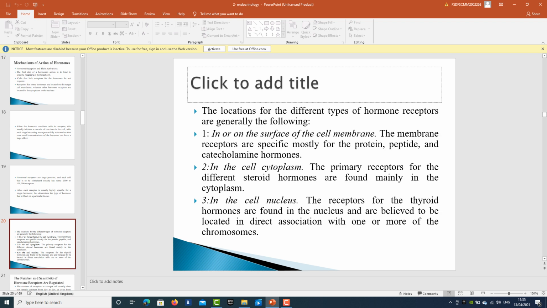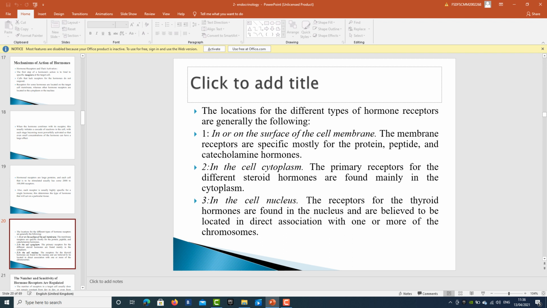Now, we should know about the location of the different hormone receptors, which are as follows. They are in or on the surface of the cell membrane, in the cell cytoplasm, or in the cell nucleus. The membrane receptors are specific mostly for the protein, peptide, and catecholamine hormones. The primary receptors for different steroid hormones are found mainly in the cytoplasm. And the receptors for thyroid hormones are found in the nucleus and are believed to be located in direct association with one or more of the chromosomes.